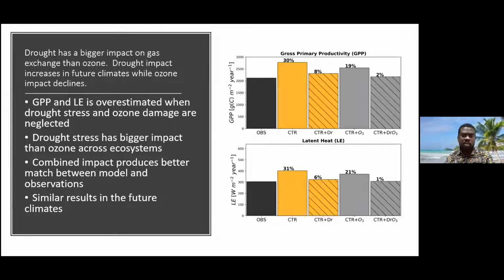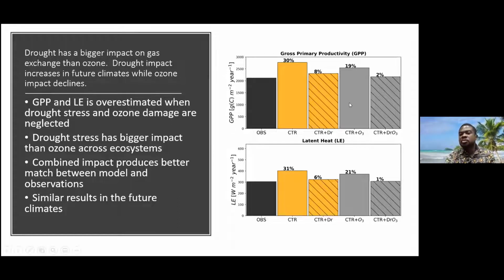And so again, one of the studies that we've done looks at running a model over several sites and looking at the impact of drought stress, ozone damage, and their combination on forests. On the right-hand side, this plot is showing observations of gross primary productivity, which is basically photosynthesis, and latent heat losses. The observations are shown in black. Then an initial model simulation that ignores the effect of drought stress and ozone damage is shown in the orange bar, that is the control simulation. In that simulation, we see that the model overestimates gross primary productivity and latent heat fluxes by about 30%.